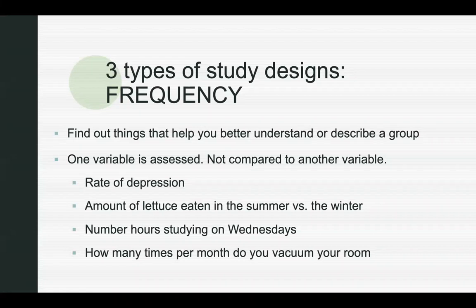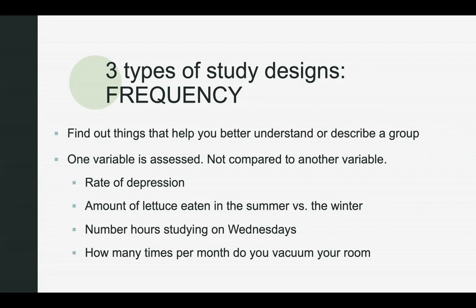The first one we're going to talk about is frequency. The frequency design is pretty simple. What you're doing is finding out things that will help you better understand or describe a group, and you're only looking at one variable. Or you could be looking at a bunch of different variables in a study, but those variables are not connected. We're just looking at a way of better describing a group.